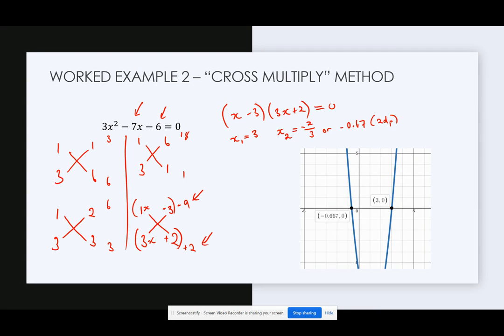Let's check our solution once again in Desmos. As we can see, even though we've only graphed part of the graph, our two solutions or roots are here and here, which have x-intercepts of 3 and minus 2/3. So our solution is correct.